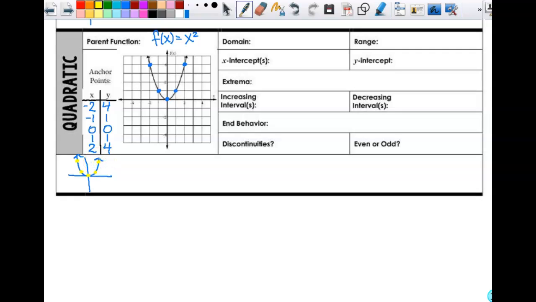Okay, we good? All right, so I'm going to give you a minute or two. I want you to fill this in as best you can, then we'll talk about it.